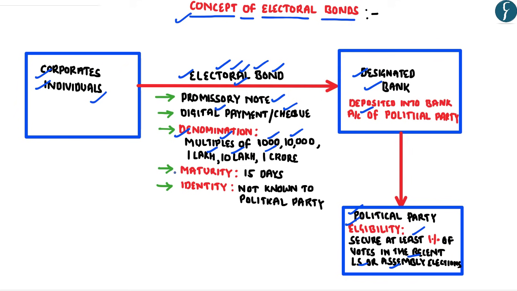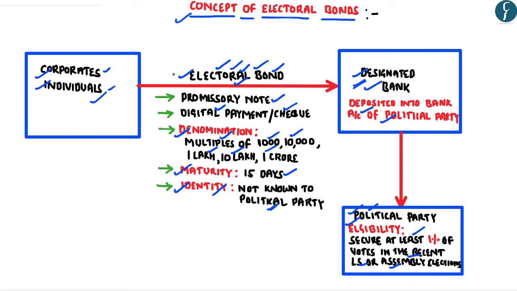And usually the maturity of the electoral bond is 15 days. That is, the concerned political party has to redeem this particular bond from the designated bank within the next 15 days. And one of the most important aspects related to electoral bonds is with respect to the identity of the donor. So when a corporate or an individual buys an electoral bond, the identity of such buyers is not known to the political party. However, the identity is known only to the designated bank.